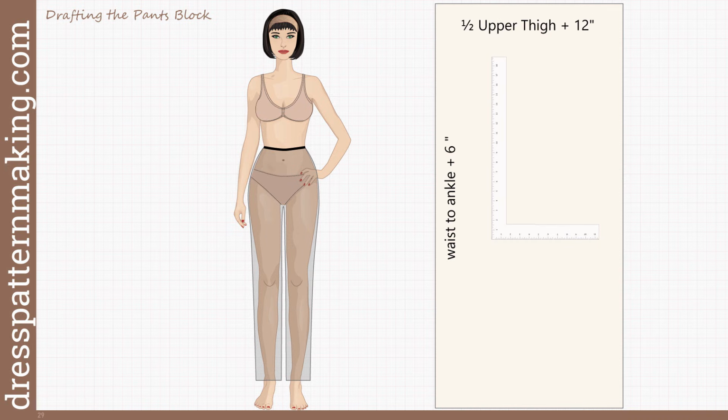So for the front, your paper needs to be approximately 12 inches wider than your thigh measurement divided by 2. That's your upper thigh measurement, one of the measurements we needed. So take your upper thigh measurement, divided by 2, add 12 inches. That is going to give a little bit of room at the sides. We don't want to be scratching around for enough room. The length of it needs to be your waist to ankle plus an extra 6 inches or so. Again, so we're not scratching around trying to find the room if we need to move up and down at the back.